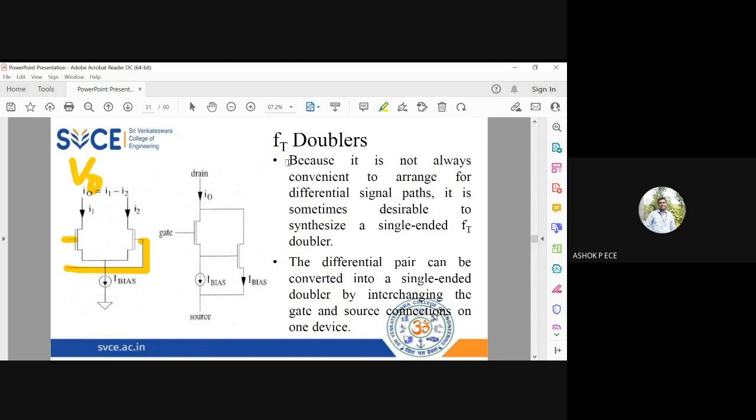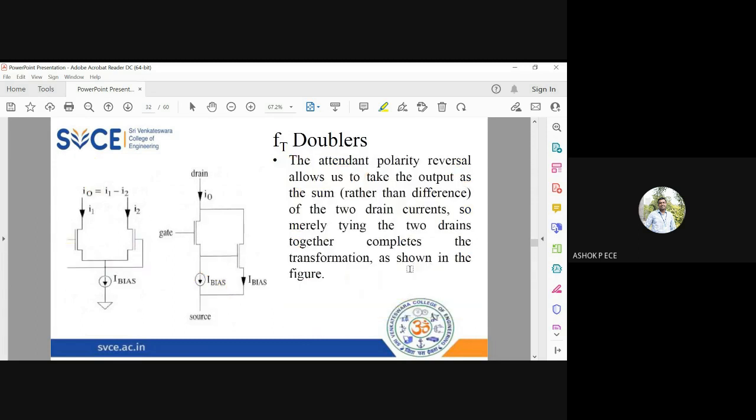This is one configuration, and this is the second configuration, where the devices are connected back to back. The source of one FET is connected to the gate of another FET, and the bias current is commonly connected in between them. But see here, they are completely independent. So two configurations of FT doubler circuits are possible.